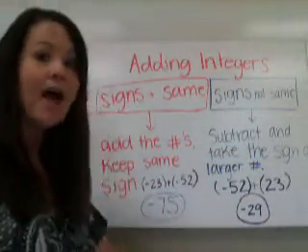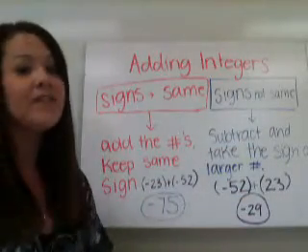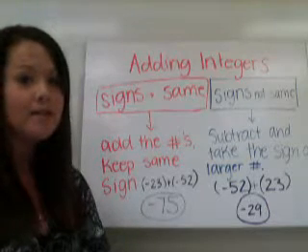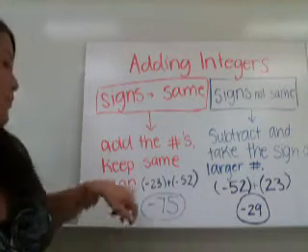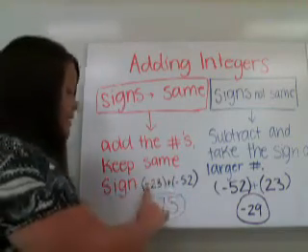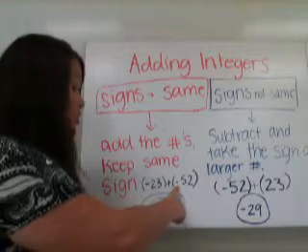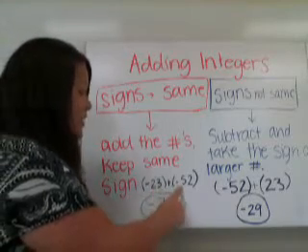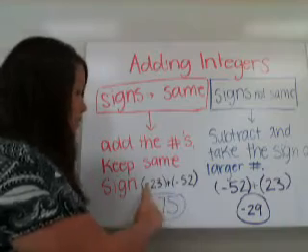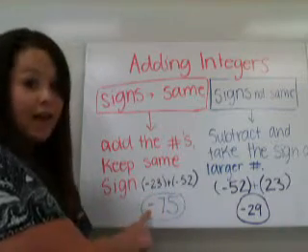Now we're going to talk about adding integers. What we do, if the signs are the same, we're going to add the numbers and keep the sign the same. For example, we have negative 23 plus negative 52. Now my signs are the same because they're both negative. So all we're doing is adding 23 plus 52, which is 75. Since my signs are the same, they're both negative, our answer is going to be negative.